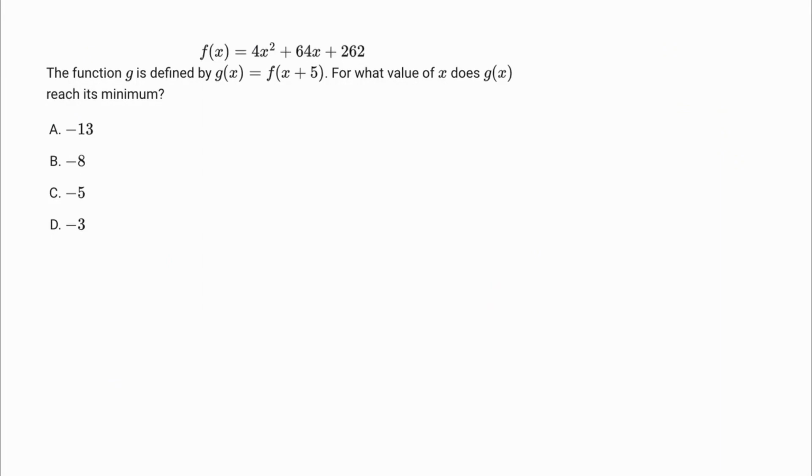f of x is equal to 4x² + 64x + 262. The function g is defined by g of x is equal to f of x + 5. For what value of x does g of x reach its minimum?